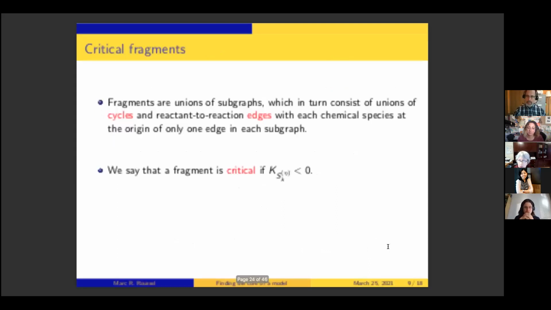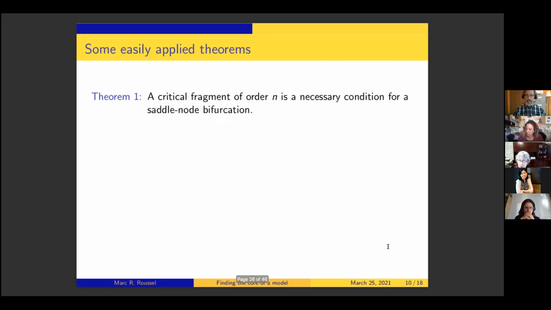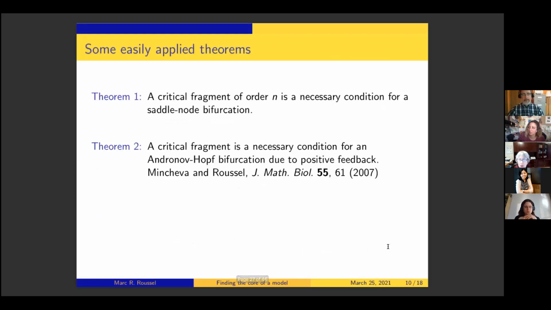So again, the saddle node case is really clean. You need a critical fragment, and that's that. And you need a critical fragment of order n specifically. If you're going to have an Andronov-Hopf bifurcation, there are actually two cases. One of them is the case that we would normally think of as positive feedback, and that one you need a critical fragment, but of order less than n.